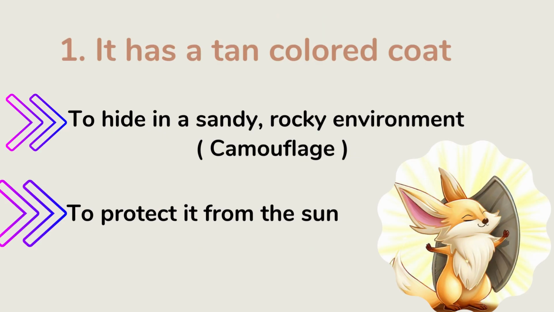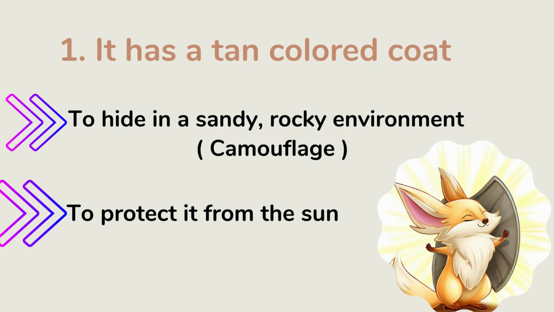So let's explain each one of them. First one, it has a tan colored coat. It means it has colored fur; coat refers to the fur here. Why? As we learned before, to hide in a sandy, rocky environment is camouflage. And the second reason is to protect it from the sun, as this fur makes like a shield against the sun, so it protects its body.